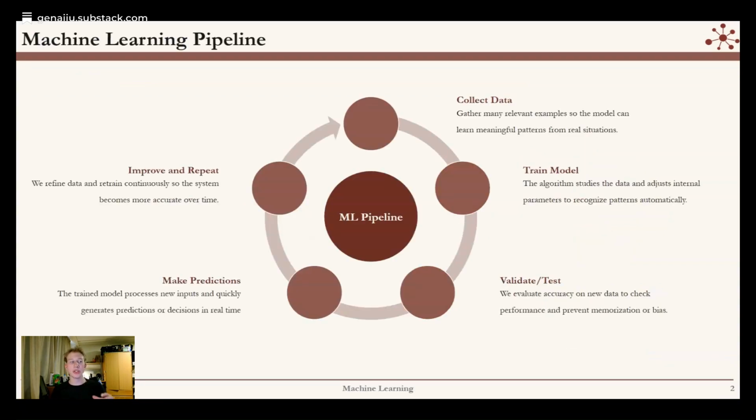So we're going to start with the general machine learning pipeline. It starts with collecting data. You want to gather relevant examples so your model can learn meaningful patterns from real situations. If you're doing a more specialized model, you might want to give data relating to that. Or for some of the general models, like what ChatGPT is doing, OpenAI will get all these big research articles and anything that has long text, and they'll feed it to their model. Then they train the model, and the algorithm is studying the data and tweaking parameters to recognize patterns automatically.